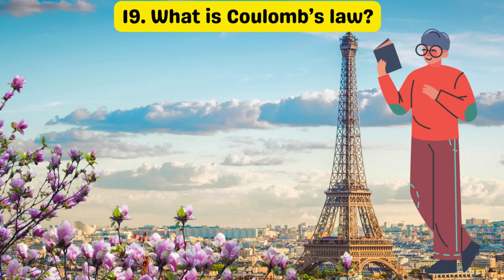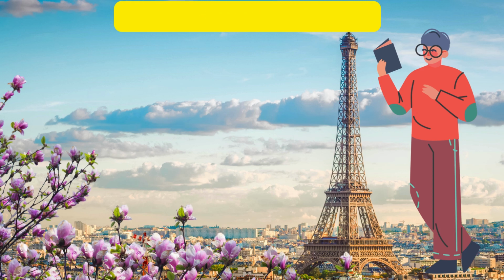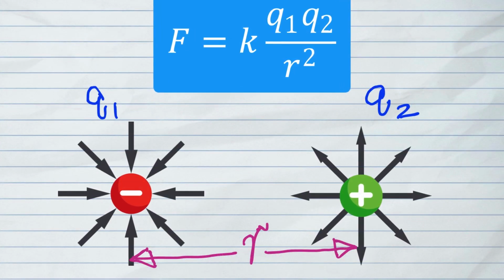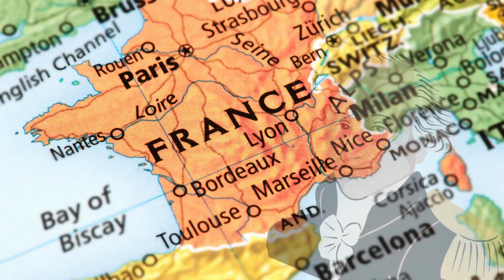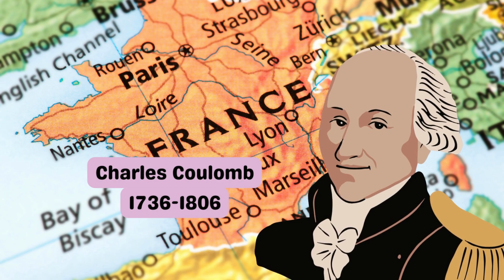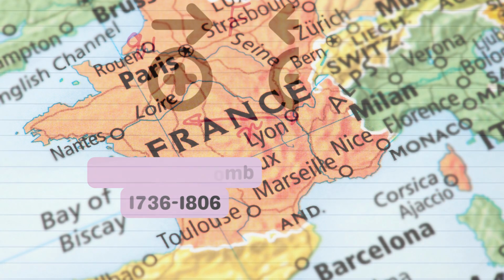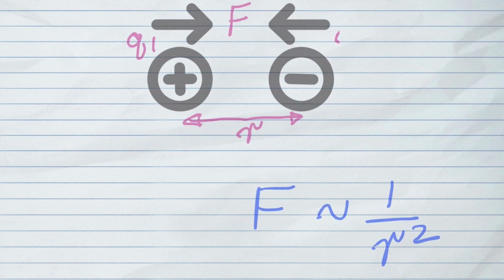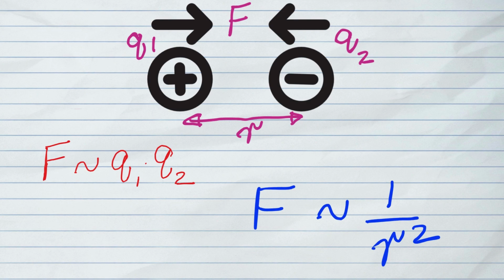Question 19. What is Coulomb's law? Coulomb's law describes the electrostatic force between two charged objects. Coulomb's law is by Charles Coulomb, a French scientist. Coulomb's law states that the force is directly proportional to the product of the charges and inversely proportional to the square of the distance between their centers.